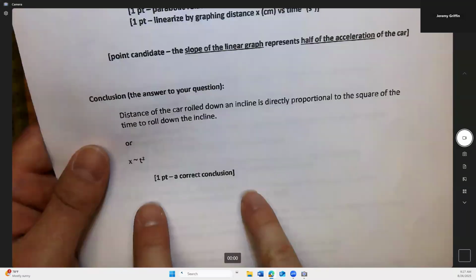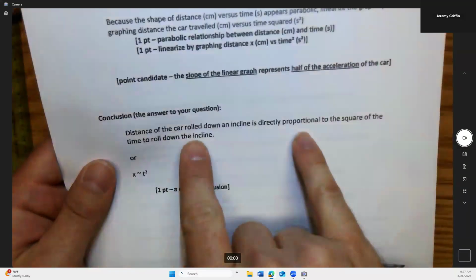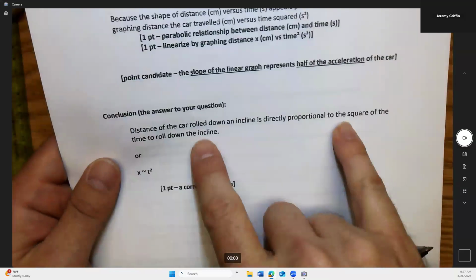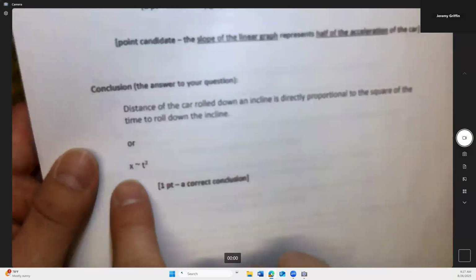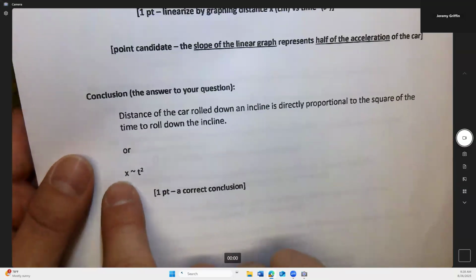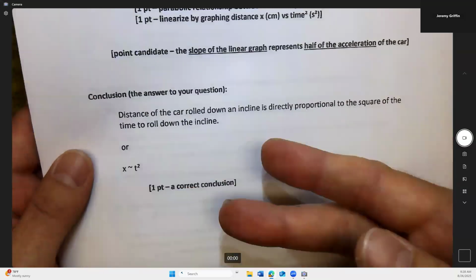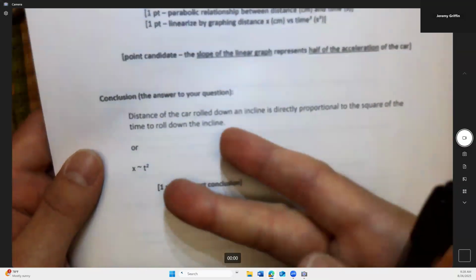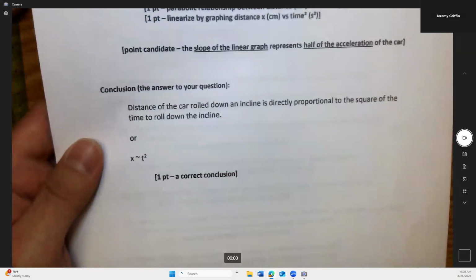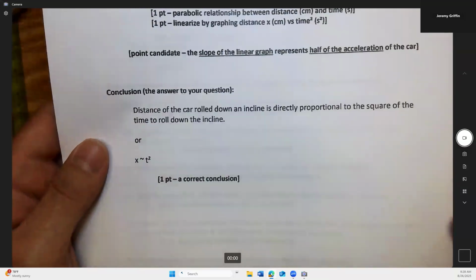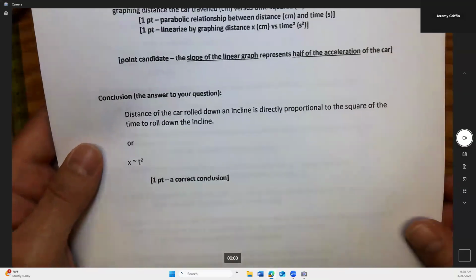So my conclusion is that the distance the car rolled down the incline is directly proportional to the square of the time to roll down the incline. Or more simply, if I just wrote this in equation form, distance is proportional to time squared. This is the same thing. Guys, this sentence and this very short equation say the exact same thing. Okay? Distance is proportional to the time squared. And that would be the conclusion and pick up a point for that.